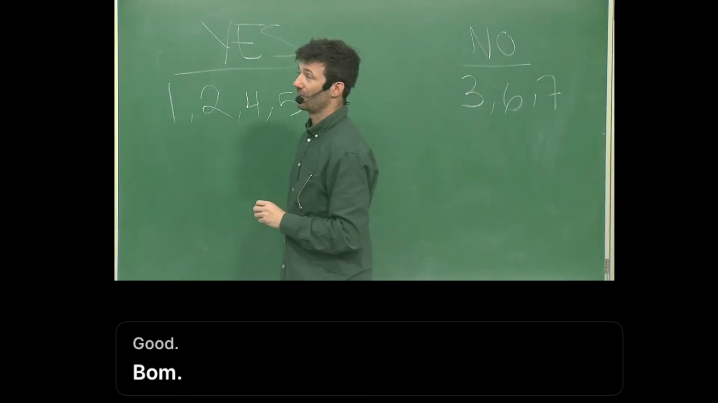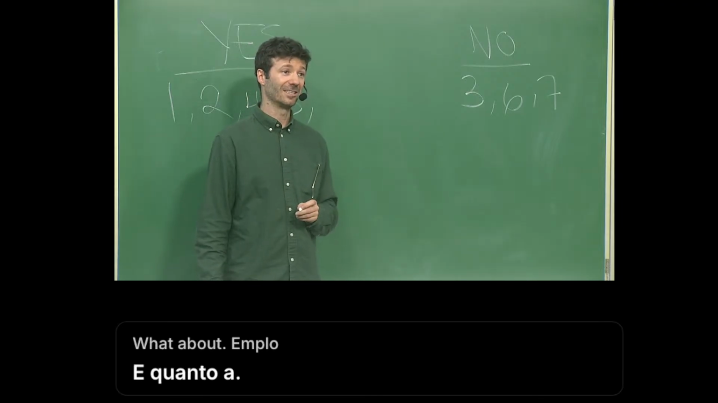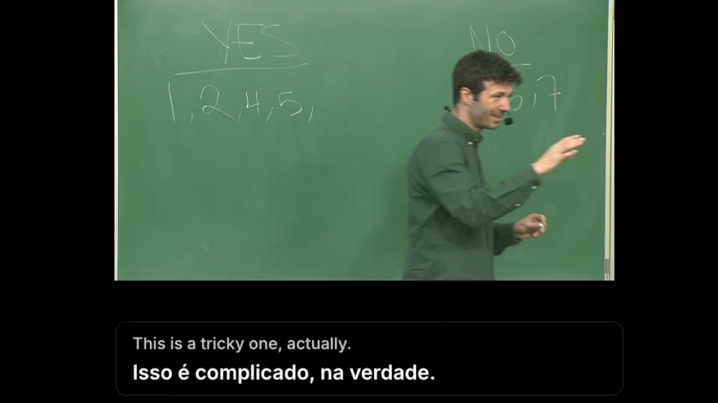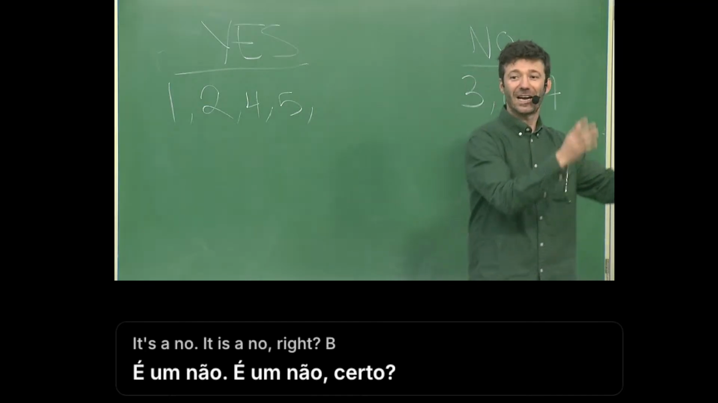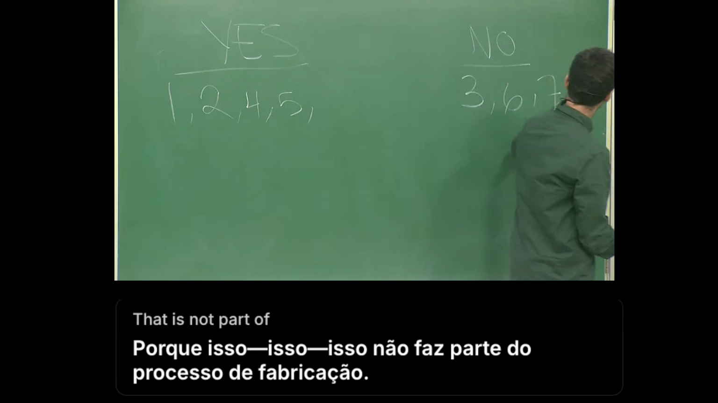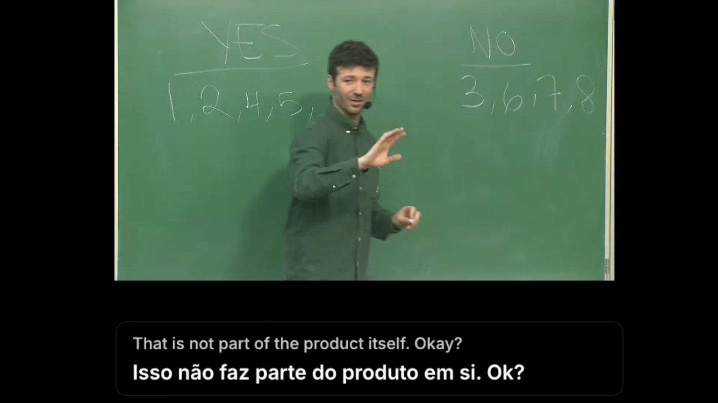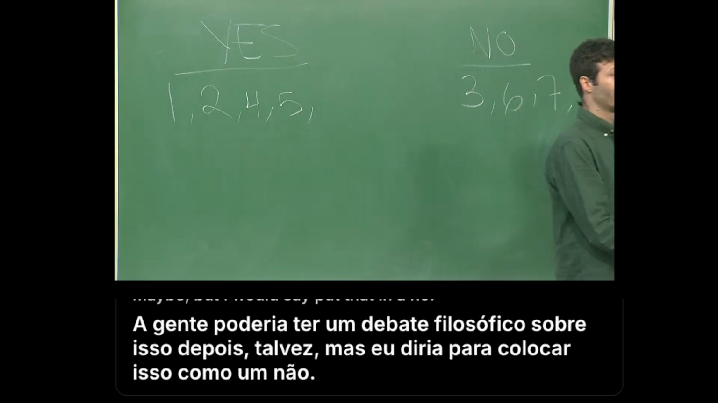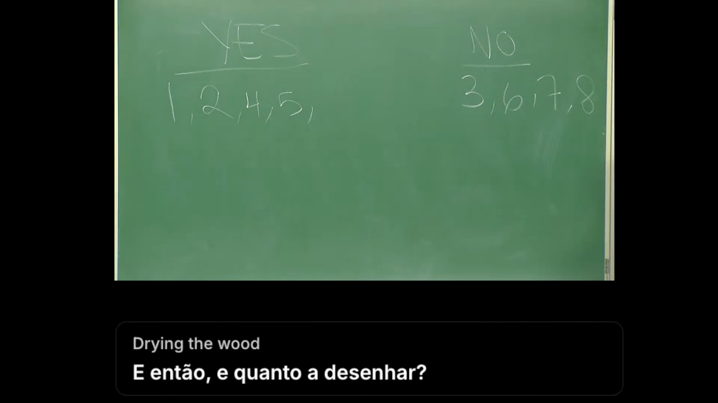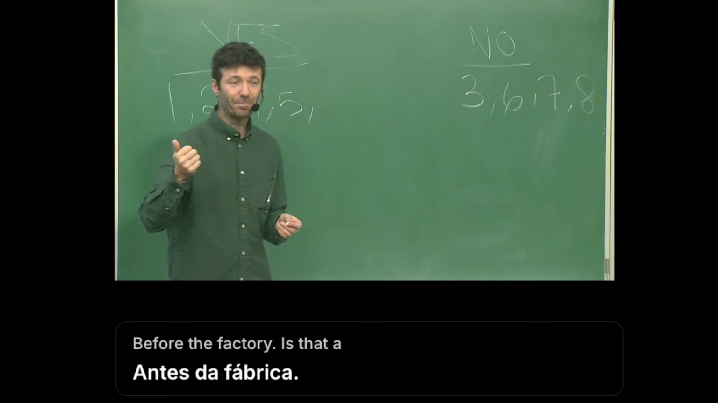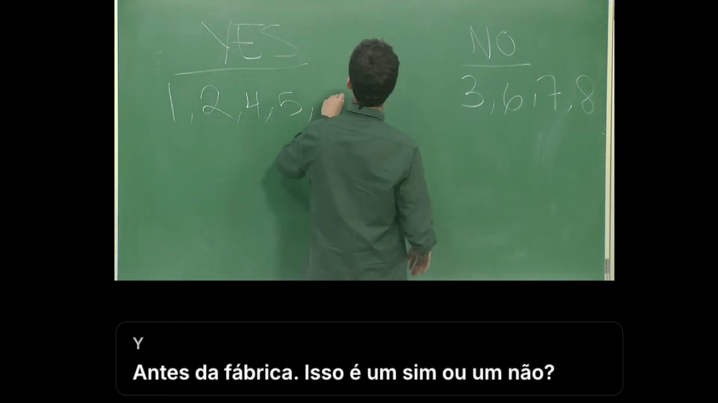What about the employees driving to the sawmill? This is a tricky one, actually. It's a no. It is a no, right? Because that's not part of the manufacturing process. That is not part of the product itself, okay? We could have a philosophical debate about that later, maybe, but I would say put that in a no. And then what about drying the wood before it goes to the factory? Is that a yes or a no? Yes, right. This is part of the production process, right? So there we go.